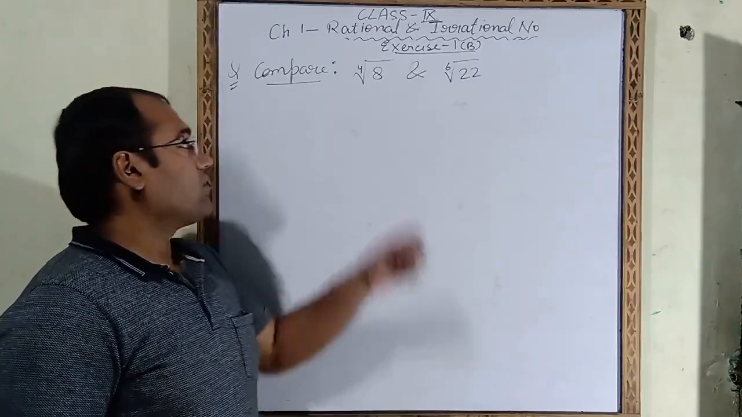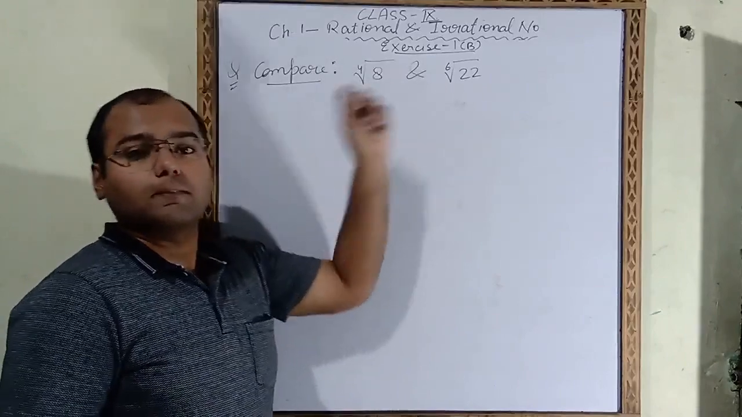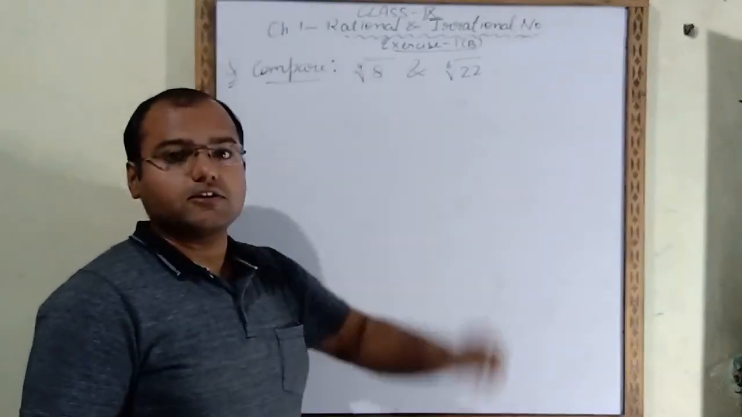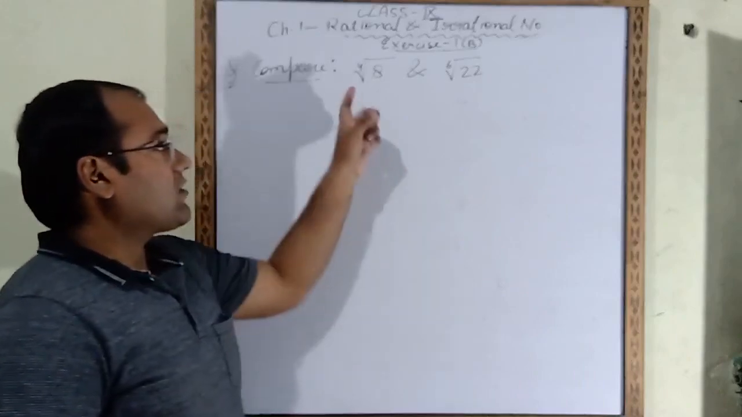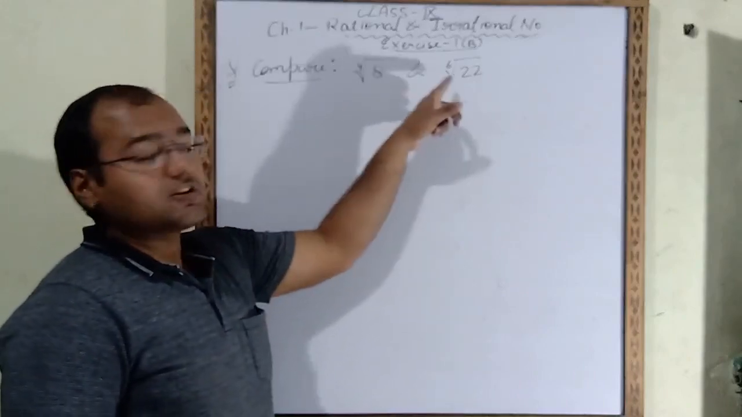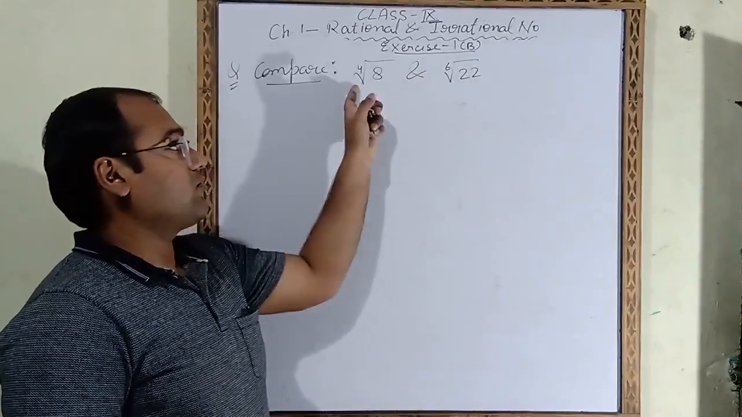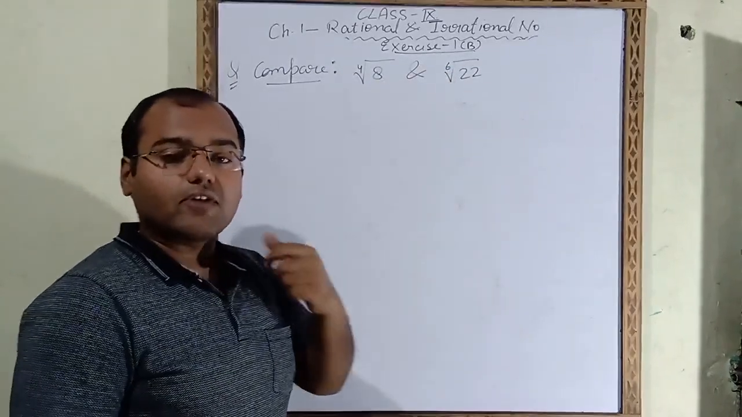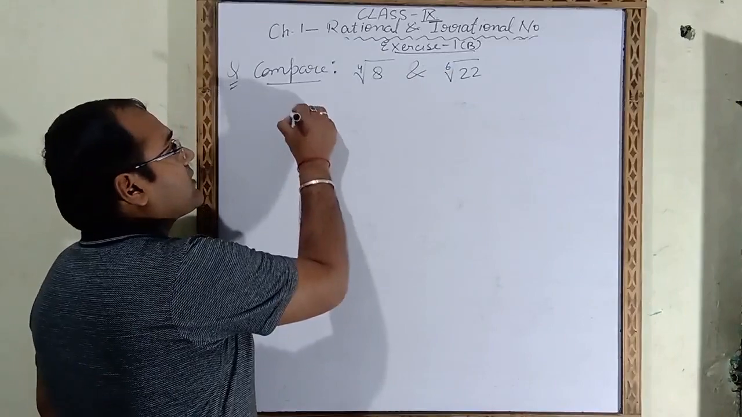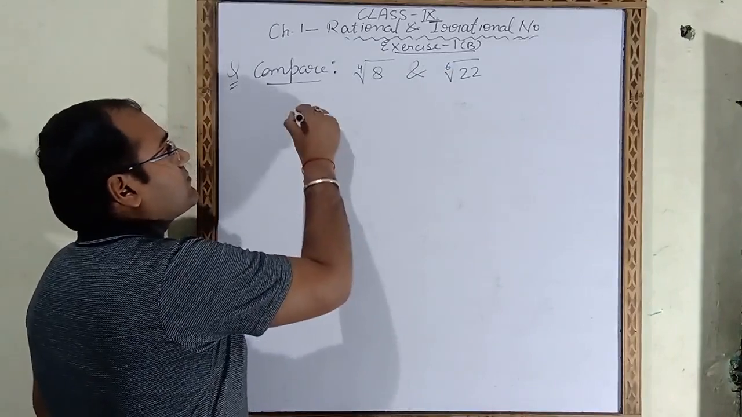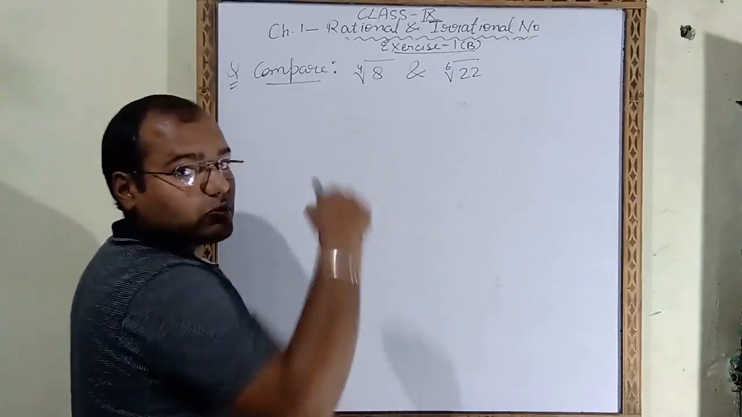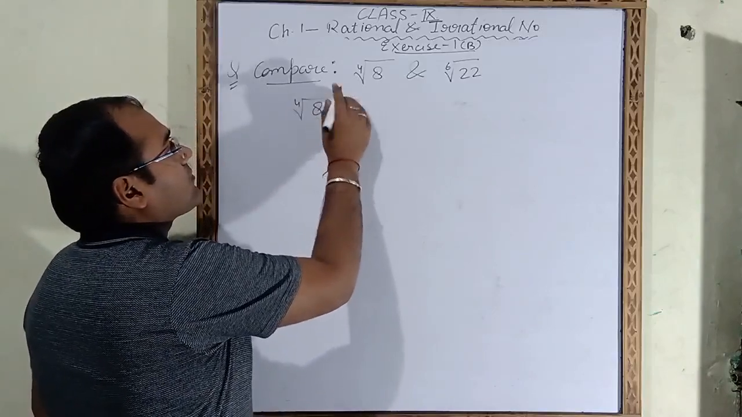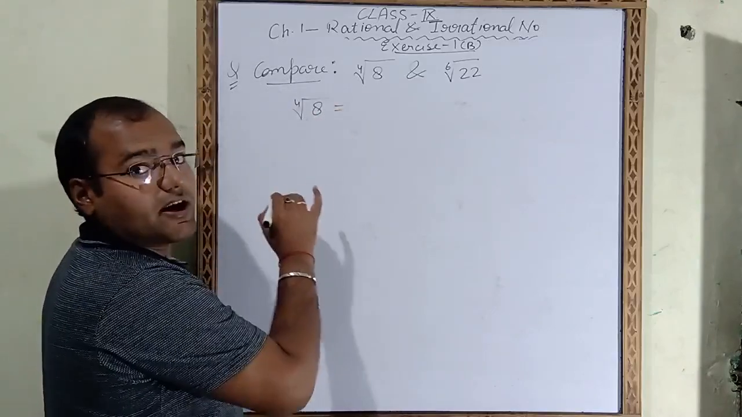The question is, we have to compare these two numbers. Compare means which one is greater among these two. Here we will observe that the roots are not the same. Here the roots are different. Here the root is written 4, but here it is written 6. So what do we have to do? First of all, we will write in exponent form. This we can write in the form of power.